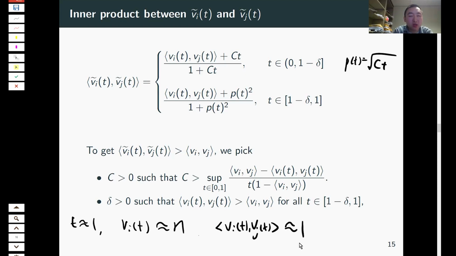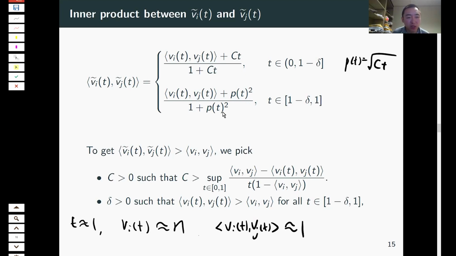But we're comparing this with the original inner product, but definitely they're fixed numbers, they're definitely away from 1. So we can always pick a delta such that the inner product of the VIT VJT near 1 is greater than the VI VJ. Okay. Now, with the help of this, we can look back at the formula. So this part is greater than VI VJ, and this PT is just PT, whatever PT, okay? This is definitely greater than the original VI comma VJ.